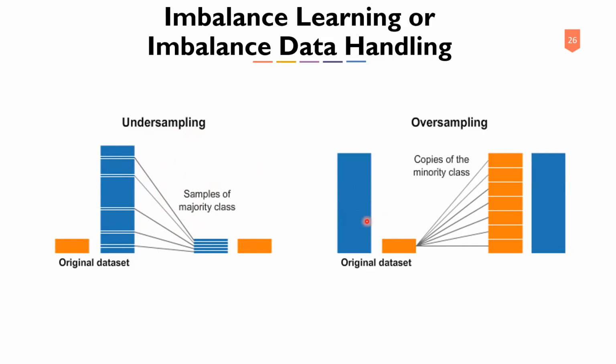Say we have an original data set like this, in which here is the majority class instance, and this belongs to the minority class. If we talk about oversampling, oversampling is responsible for increasing the instances of the minority class exactly equal to the majority class. See, we can see it, right?